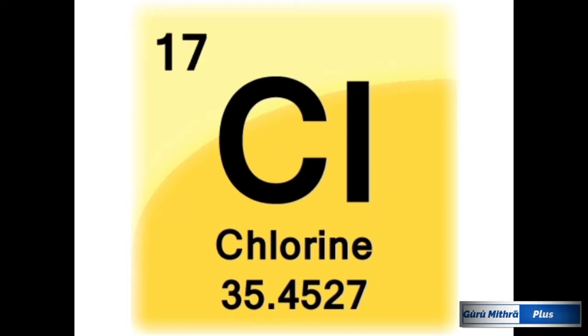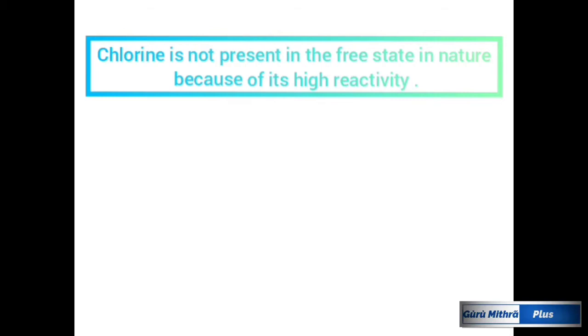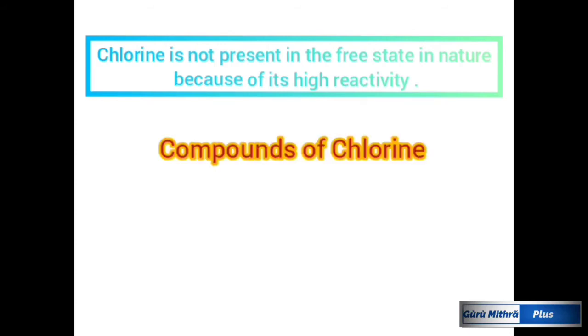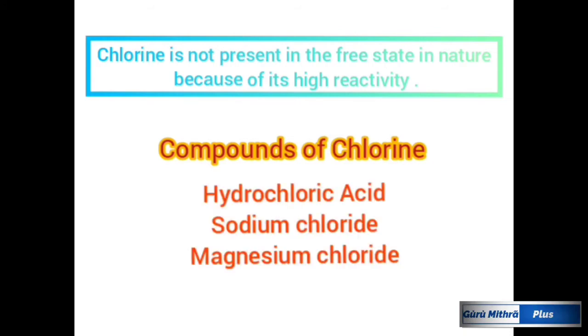So let us know more about this major constituent. Chlorine is a chemical element with atomic number 17 and mass number 35.4527. Chlorine is not present in the free state in nature because of its high reactivity. Can you name some compounds of chlorine? Yes, there are many compounds which contain chlorine. Some of them are hydrochloric acid, sodium chloride and magnesium chloride.